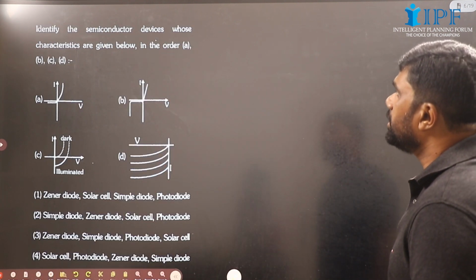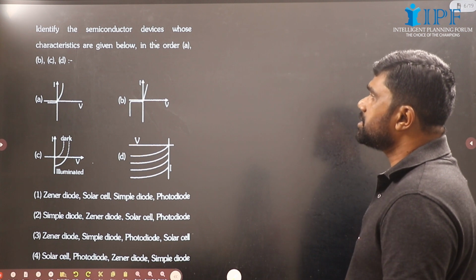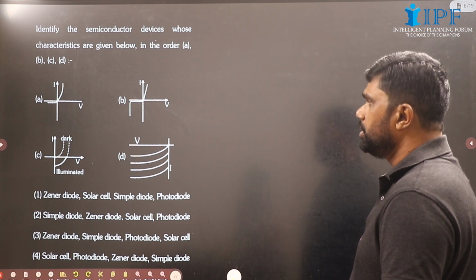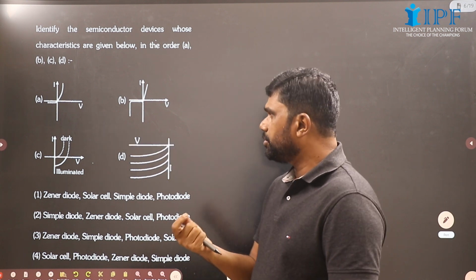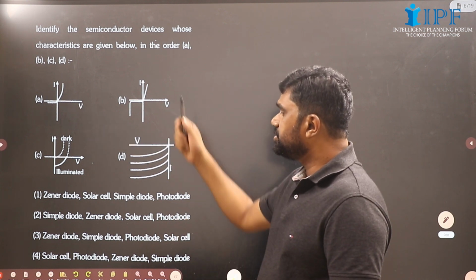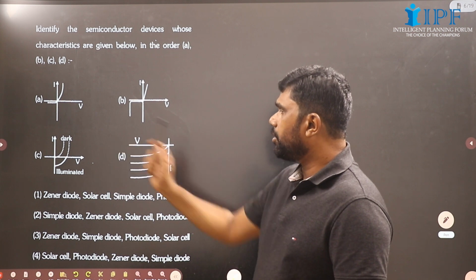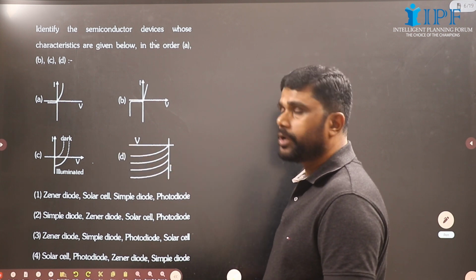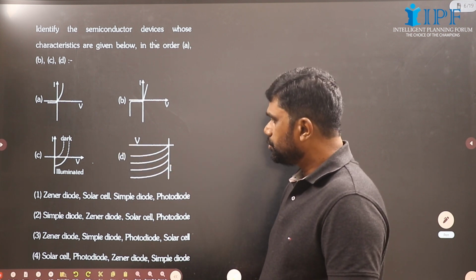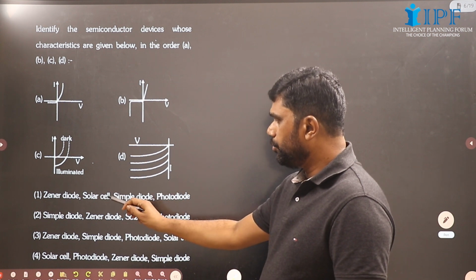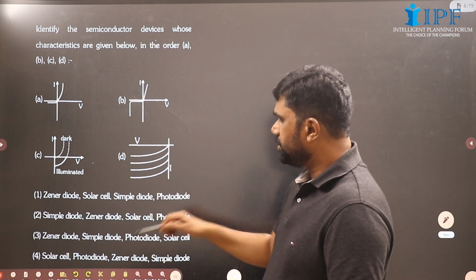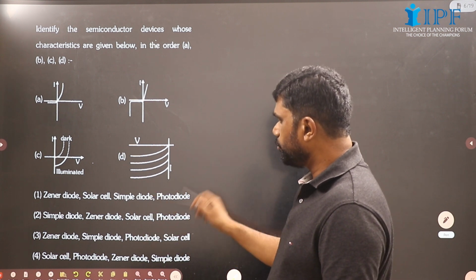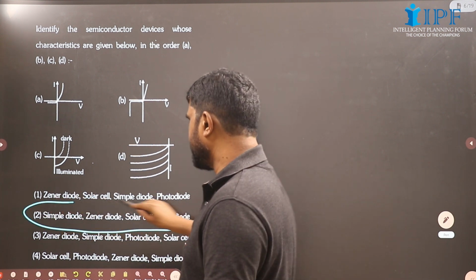Identify the semiconductor devices whose characteristics are given below. See the first, this one is a simple semiconductor diode, okay, and this is a Zener diode, and this is a solar cell, and this is a photodiode. Okay, so Zener diode no, and simple diode, that is fine. Okay, Zener diode is fine, solar cell is okay, photodiode, so must be the second.